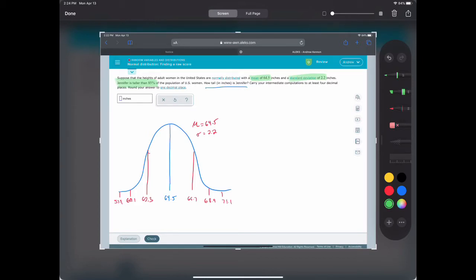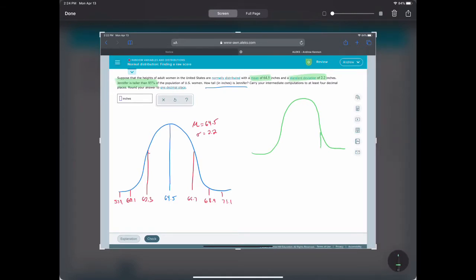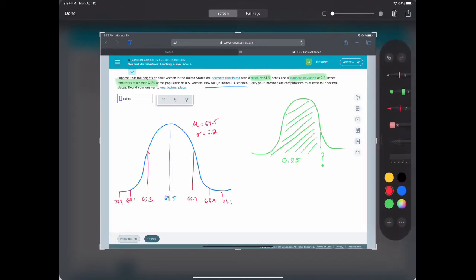So I'm going to draw another curve so we don't mess up this one. We want to know what height over here allows Jennifer to be taller than 85%. So if the area under this curve is 85%, what height does that equal? This is what we are going to try to find. So we are going to need to use our z-score. Remember from previous lessons that the z-score is how many standard deviations away from the mean you are.